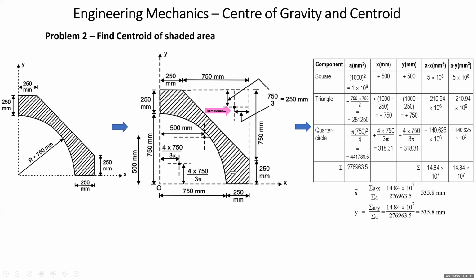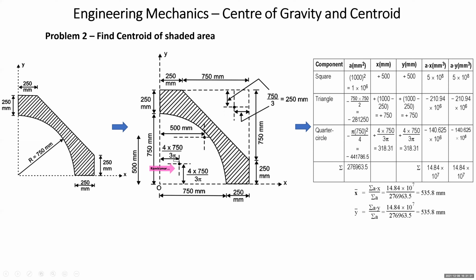Similarly, this point is above the x-axis. Above the x-axis by what distance? 1000 minus 250, again plus 750. Come to the third component, the quarter circle. Quarter circle radius is 750 mm. Quarter circle area will be taken as pi r square by 4. Radius is 750.